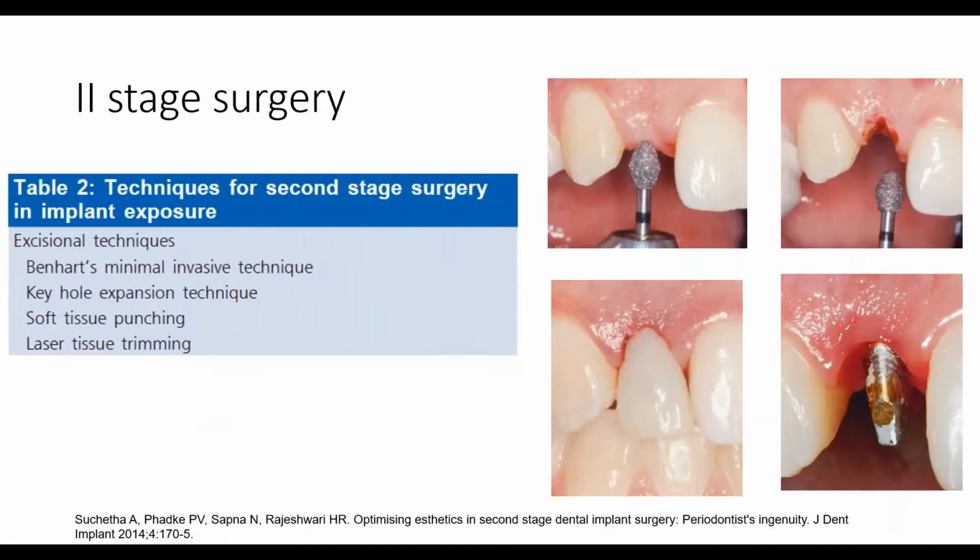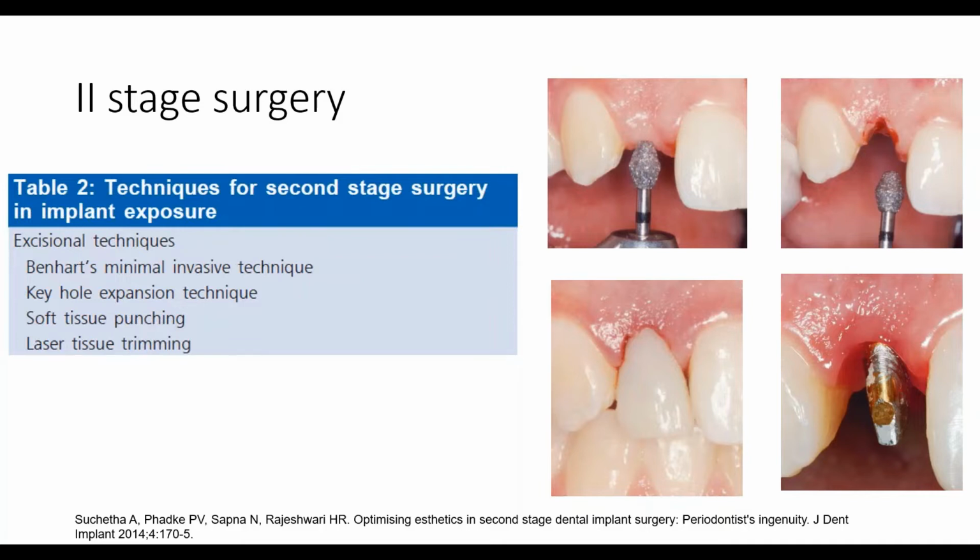For second stage surgery with the incisional technique, there are the Benhart minimally invasive technique, keyhole expansion technique, soft tissue punching technique, and the laser trimming technique. The author has said that the laser trimming and soft tissue punching techniques are less invasive procedures and should be followed. But in some conditions we have to follow the keyhole expansion and Benhart minimally invasive techniques.